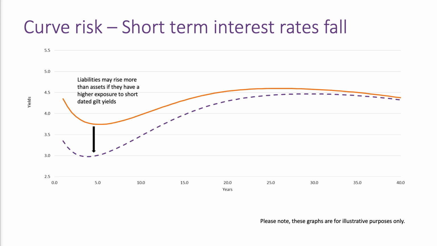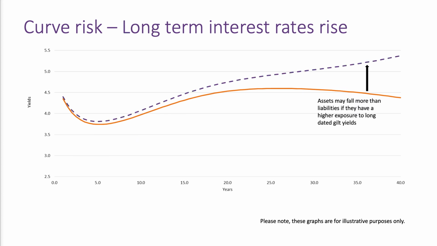Firstly, when short-term interest rates fall by more than long-term interest rates. This is because the value of the liabilities will rise by more than the assets. The liabilities are more exposed to shorter dated gilt yields than the assets. Alternatively, if long-term interest rates rise by more than short-term interest rates, the value of the assets will fall by more than the liabilities. This is just one example of how curve risk can affect pension scheme portfolios, and it's definitely something for trustees to be aware of.